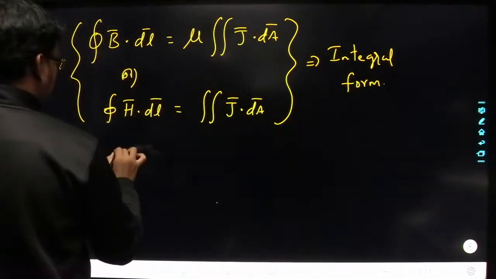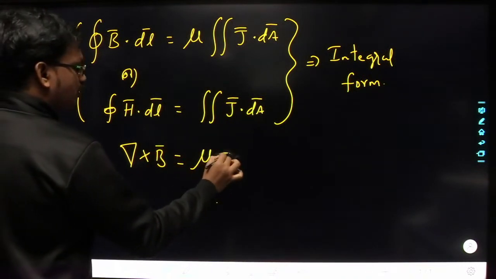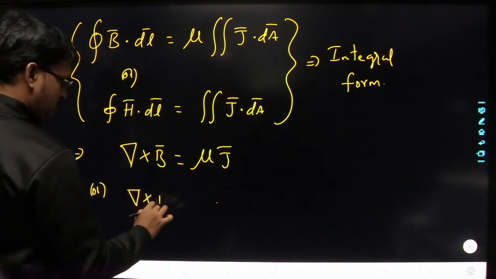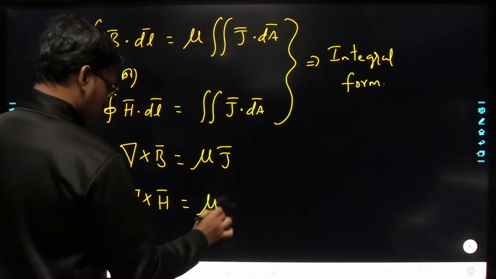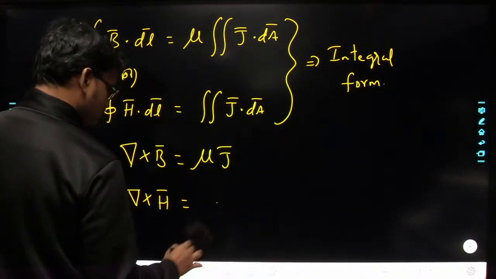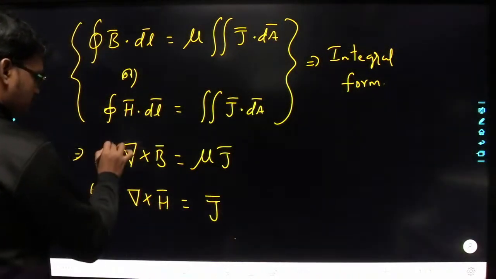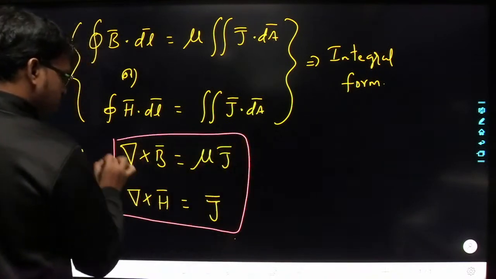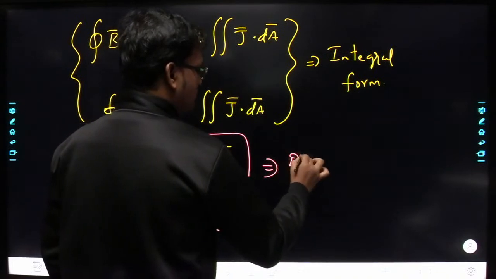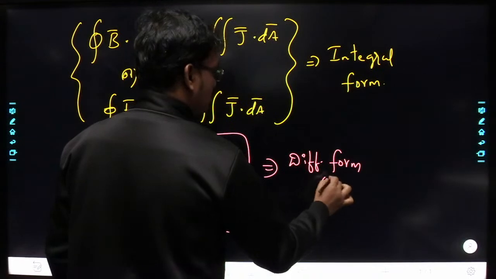So in differential form, we can write this as curl of B bar is equal to mu into J bar, or you can write this as del cross H bar is equal to J bar, right? Okay. So these are nothing but differential form or point form.